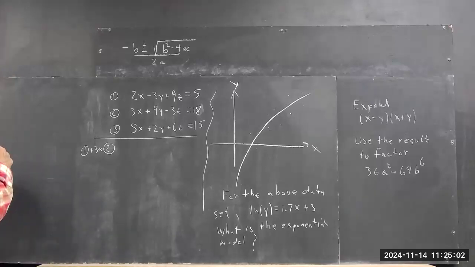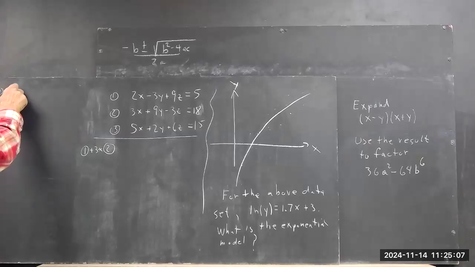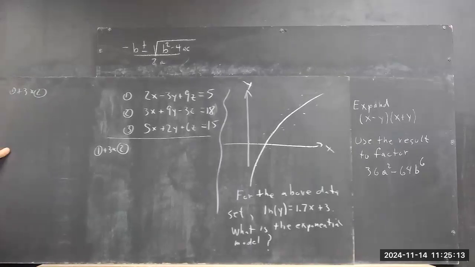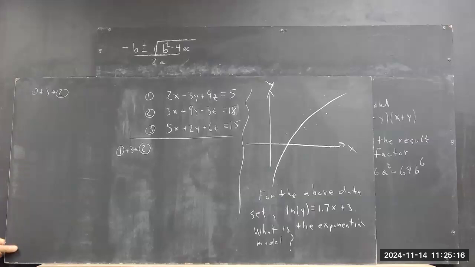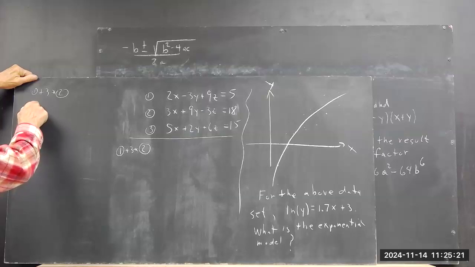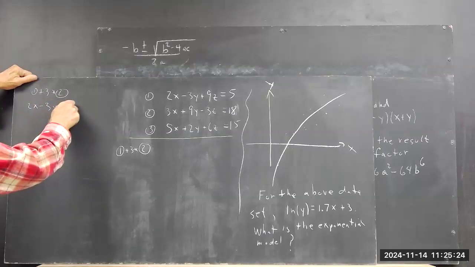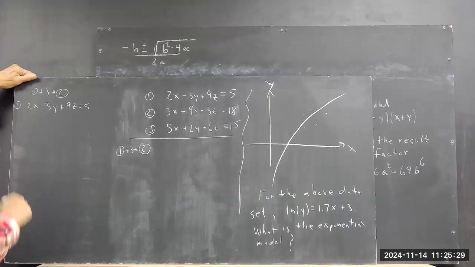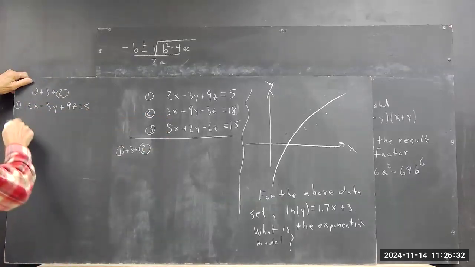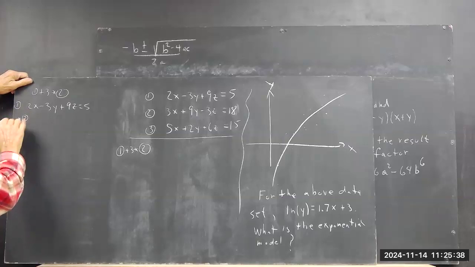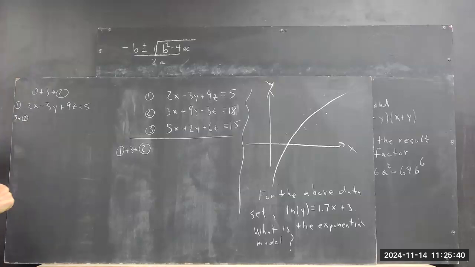Okay, so now over here I can do that. And I'm even going to label that. Okay, and I'm going to move the board over a little bit so we can see what I'm writing. Okay, 1 plus 3 times 2. That would be 2x minus 3y plus 9z equals 5. This is equation 1. And 3 times equation 2. I didn't leave myself room to write all this, but there it is.